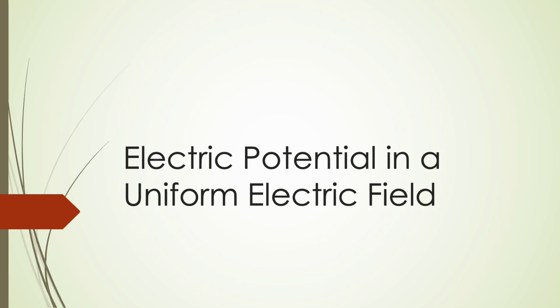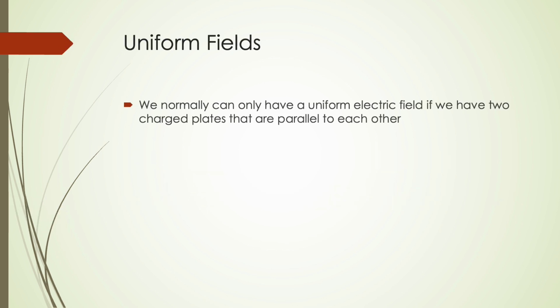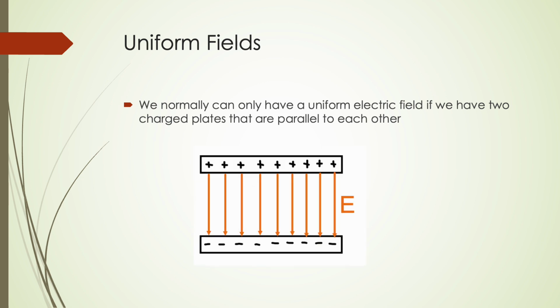Hi, today we're looking at electric potential in a uniform electric field. So a bit about uniform fields. We can normally only have a uniform electric field if we have two charged plates that are parallel to each other. It looks something like this, where we'd have one plate that's positively charged, one plate that's negatively charged, and then our electric field between those two plates should be the exact same in all locations.